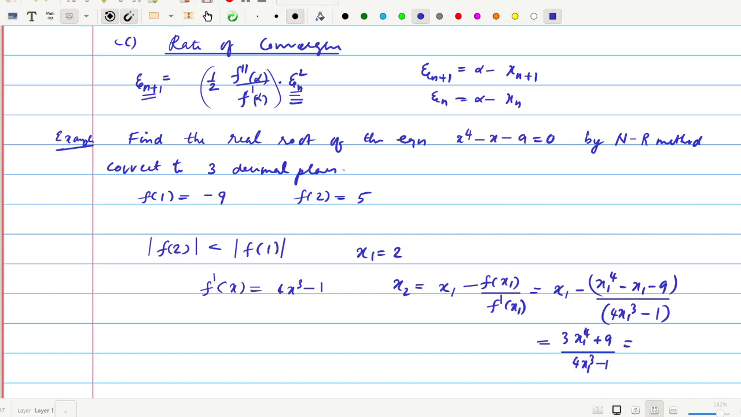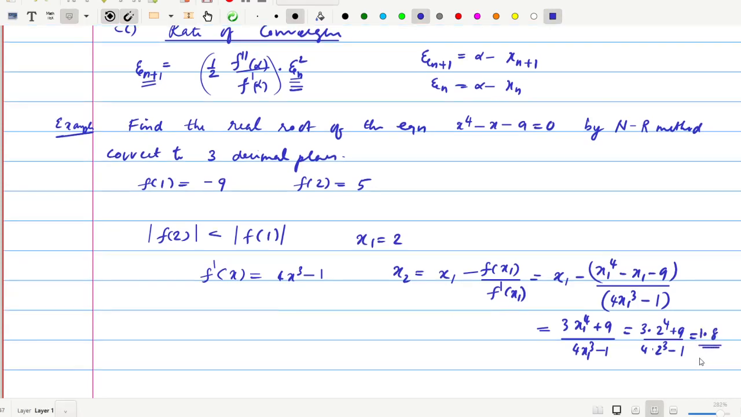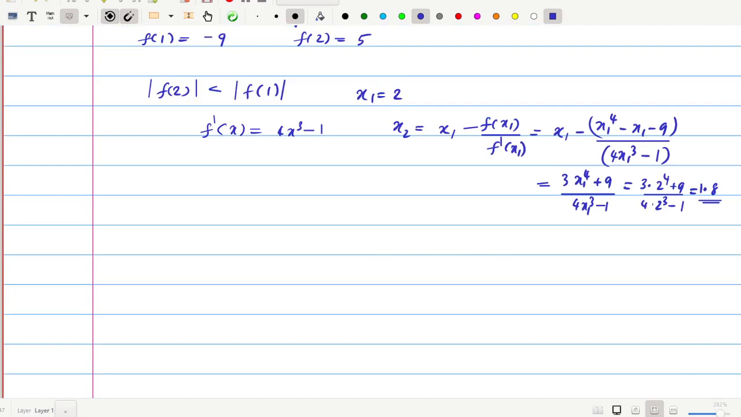Now substitute the value for x1 in the numerator and denominator. That is 3 times 2 raised to 4 plus 9 divided by 4 times 2 raised to 3 minus 1. That will give the value 57 by 31, that is 1.8. You can evaluate this using a calculator. So you will get the second approximation x2. Using this x2 you can evaluate x3, using the same procedure.